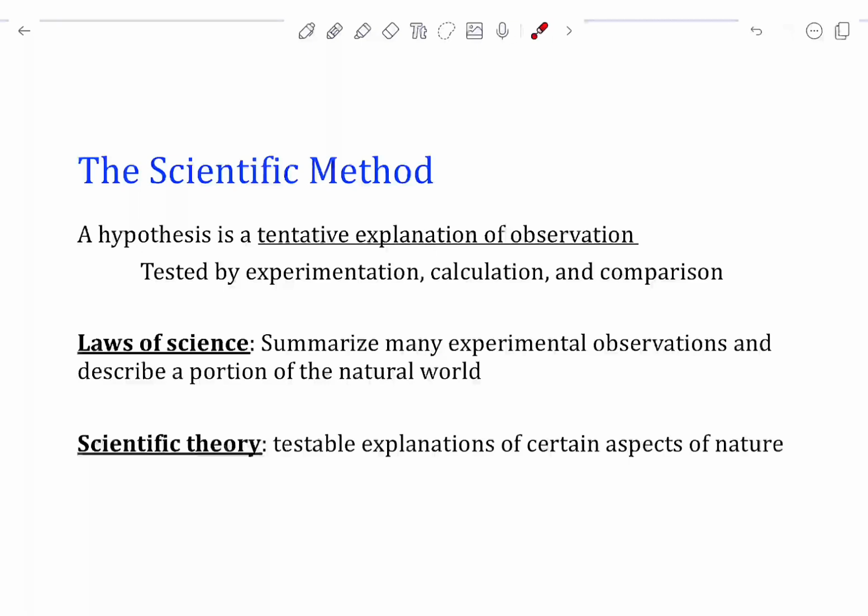So laws of science are usually things that have been studied for many, many years. We're talking tens of hundreds of years by multiple different scientists all around the world. A scientific theory is something that still has to be proven, but it has testable explanations of a certain aspect of nature.